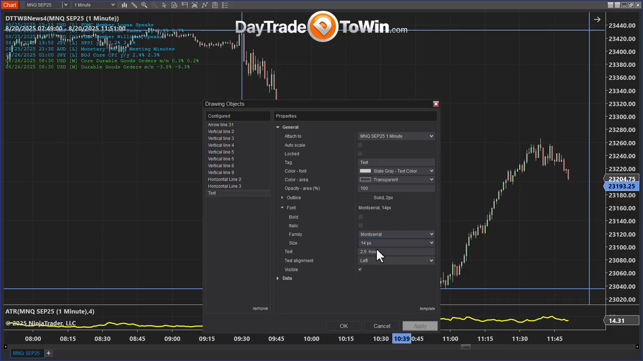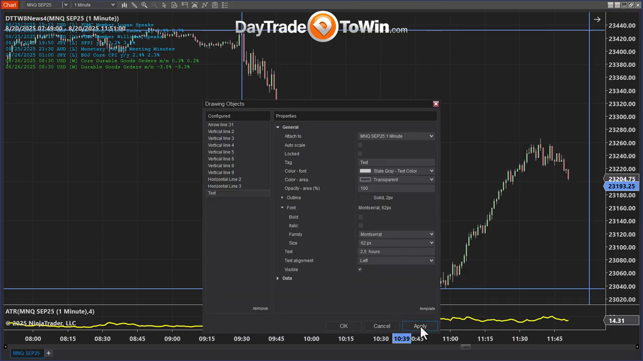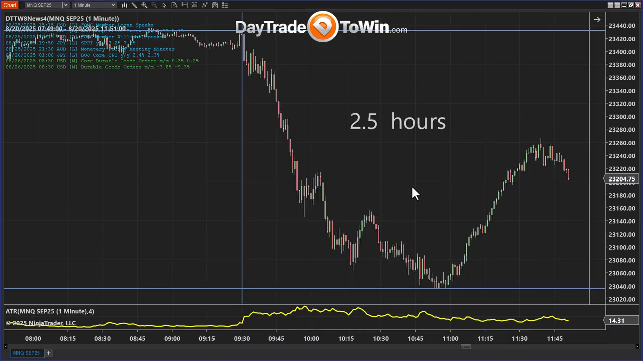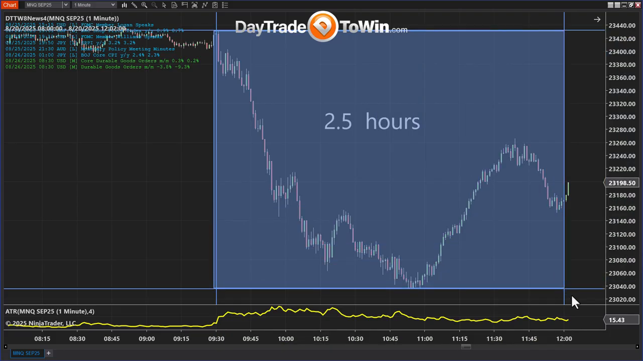Let me just increase the font here to make it nice and big. Save it as a default. I'm using NinjaTrader, but you can use any charting platform, TradingView, that you feel would work, because it's really the same. We're just using horizontal lines and vertical lines to outline the first candle that starts the session, and then 2.5 hours later, for me, that would be 12 o'clock in my time zone. And this is what we have.